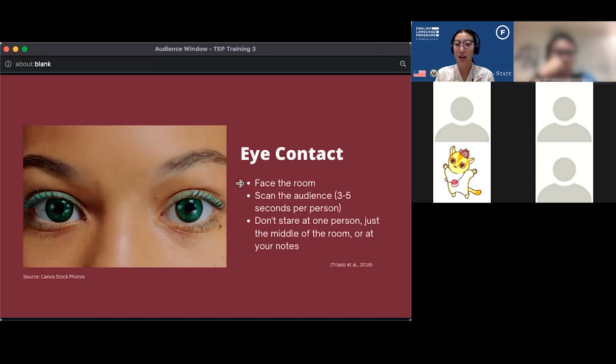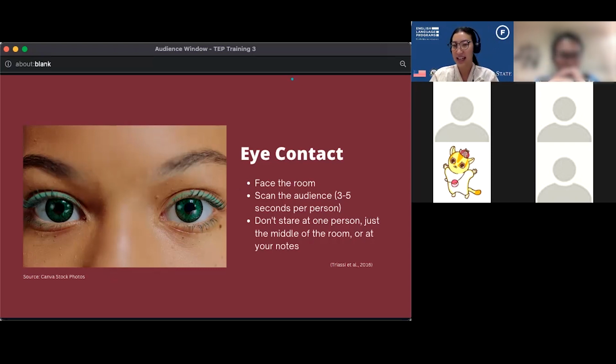I also let them know that they can scan the audience, 3 to 5 seconds per person, if I want to be really specific. I also let them know that they should not just stare at one person in the middle of the room or at their notes. Now, where are you speaking? You're just speaking down, right? That will affect the volume and how people can understand you.